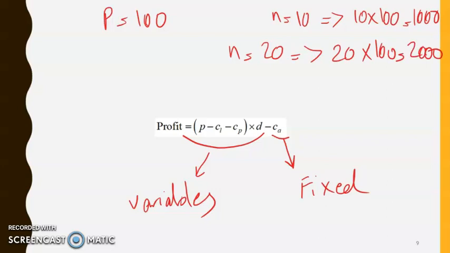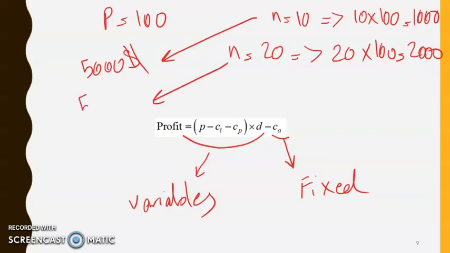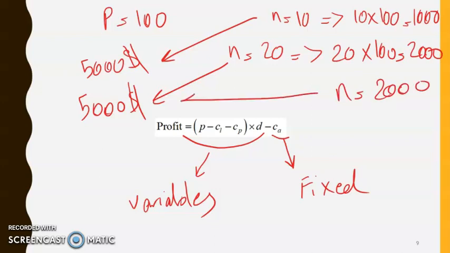But for the fixed cost, that is administrative cost or marketing cost, it is assumed in this case that they are fixed. For example, how much would be the advertising if n equal to 10? For example, the advertising would be $5,000. What is advertising cost if n equal to 20? Again, $5,000. What is advertising cost if n equal to 2000? Again, 5,000. So this is a combination of these two things.